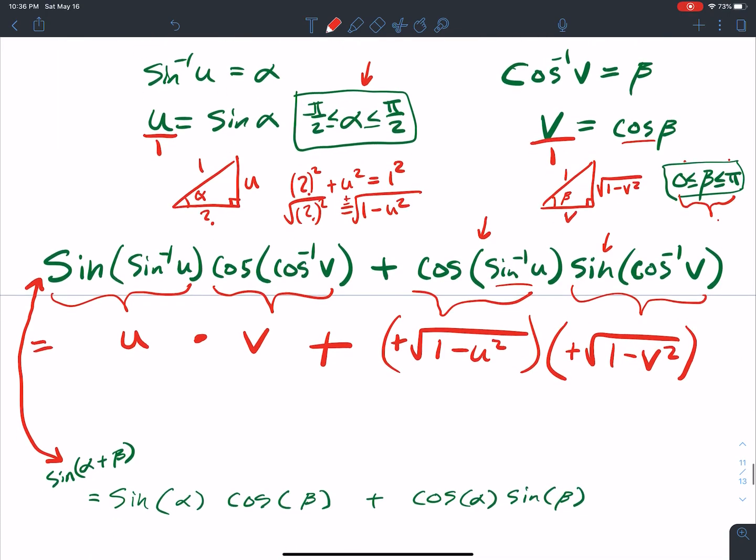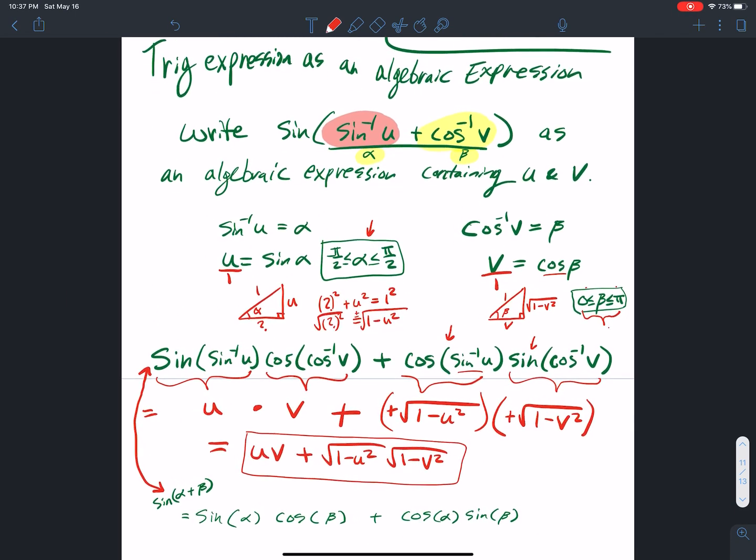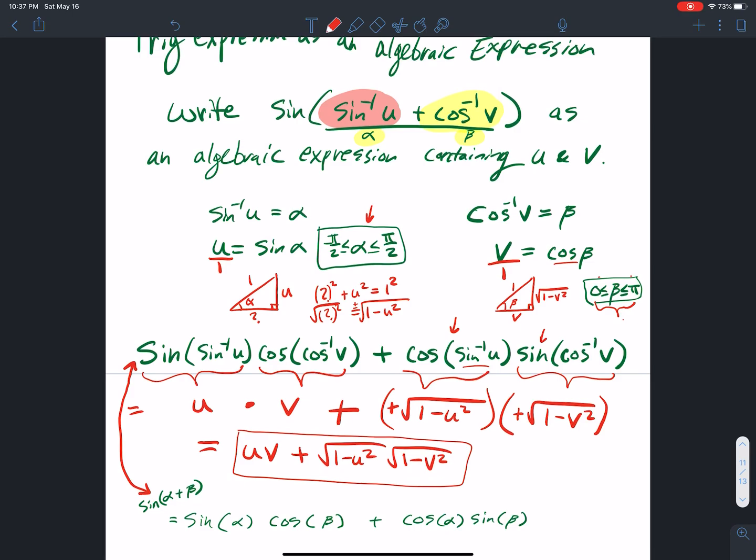So my answer is uv plus square root of 1 minus u squared times square root of 1 minus v squared. So that's a pretty nasty algebraic expression, but that is the algebraic expression for this nasty trig expression here. And that's going to do it for this video.